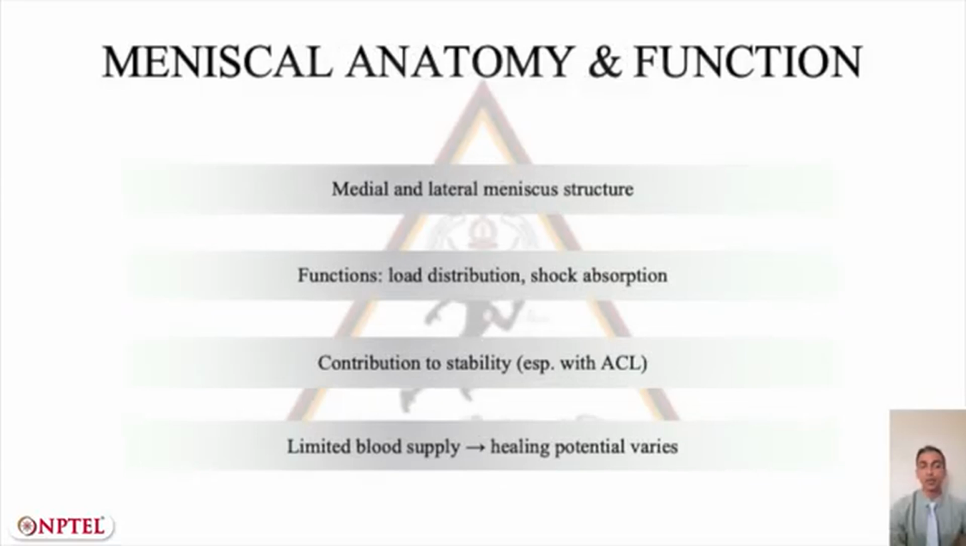The menisci are two crescent-shaped fibrocartilaginous structures. They distribute load, absorb shock, and increase joint congruency. The medial meniscus is less mobile and hence more prone to injury, while the lateral meniscus is more mobile and hence less prone to injury. The vascular supply of the meniscus is limited, especially in the inner third, which is why healing potential depends on the location of the tear.